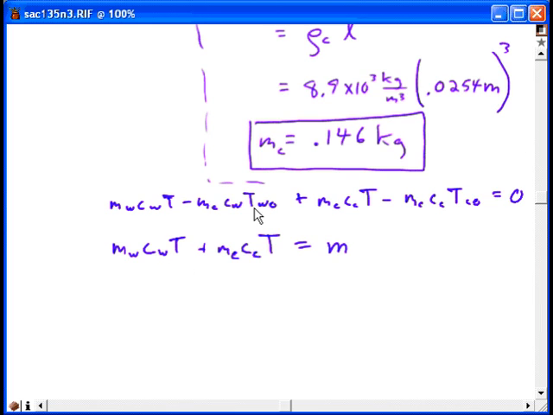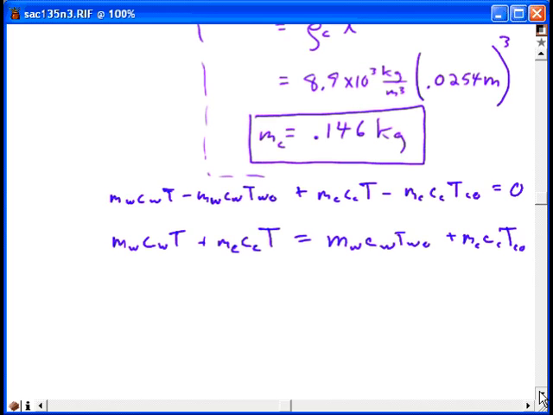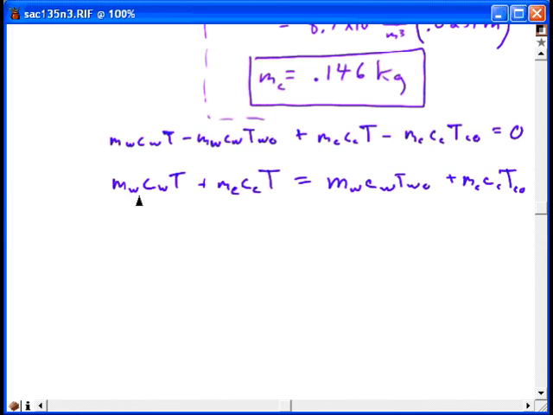So let's fix that up a little bit. That's a W. So I got MWCW TW0 plus, and then the same thing for the copper. Alright, there's nothing on that right hand side that factors out, but I can factor out the T over here. And what comes out is the MCs, there for water, there for copper, and then multiplied by T, and it's equal to that same expression.